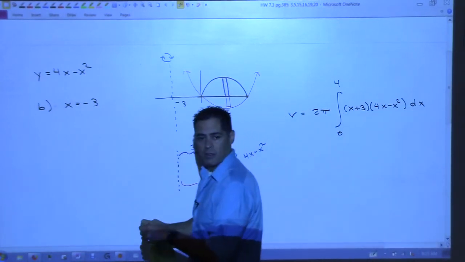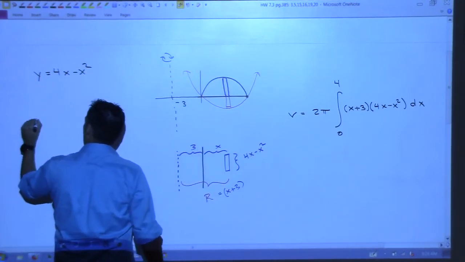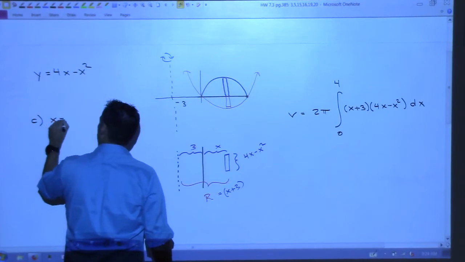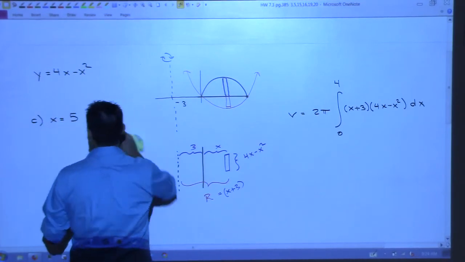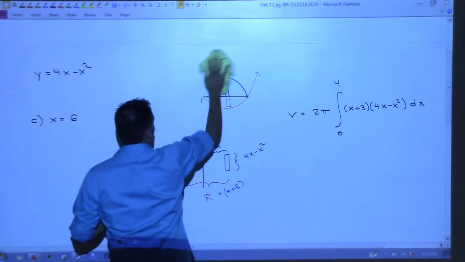All right, part C. No questions? Part C, we have the axis of rotation is now x equals, what did I say, 5? 6, okay. And go with another picture.